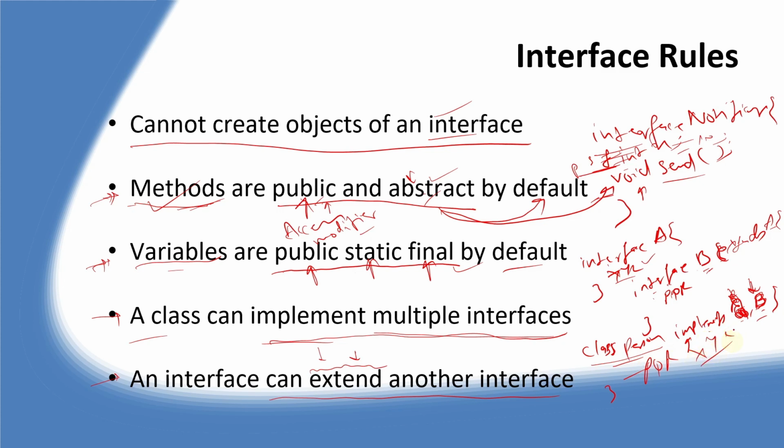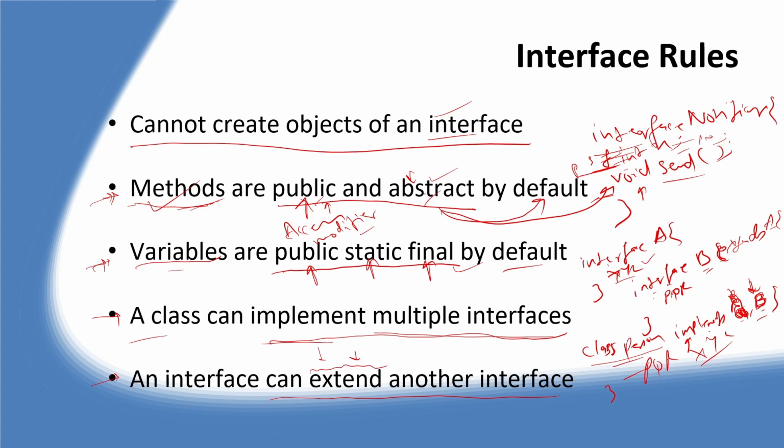Why? Because XYZ is accessible from interface B, since B is a child interface and a child has accessibility of the parent properties and behaviors, methods. Okay, I hope it is clear. So this is similar to inheritance that we read for classes. Instead of class, here it is interface, but the rules are the same.